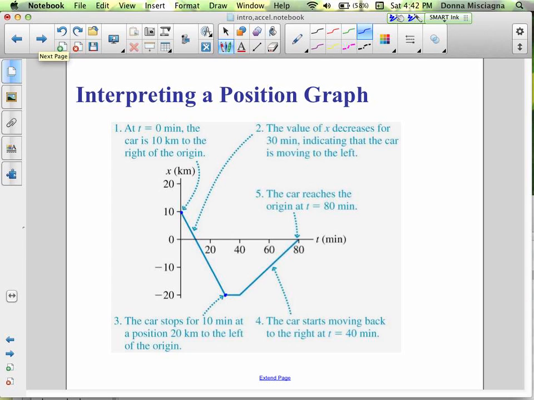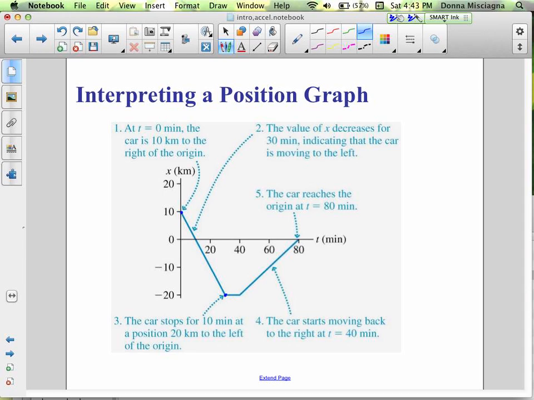How do we know it's moving to the left? The slope is negative. How do we know it's 30 minutes? We can see that along the time, and this time we're given units. The x-axis is in minutes, the y-axis is kilometers, so we can see for 30 minutes our car moved to the left, and overall it moved 30 feet. So 30 feet to the left for that first 30 minutes. Then the car stops for 10 minutes at a position 20 kilometers to the left of the origin.